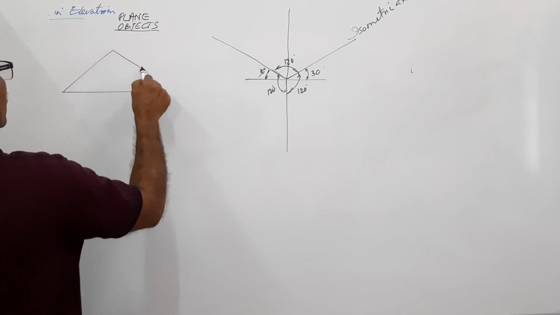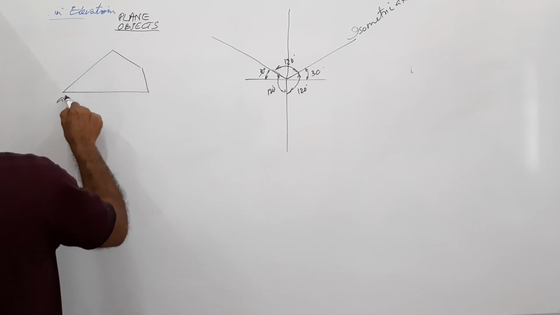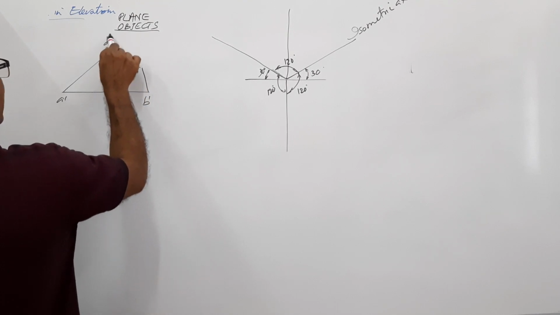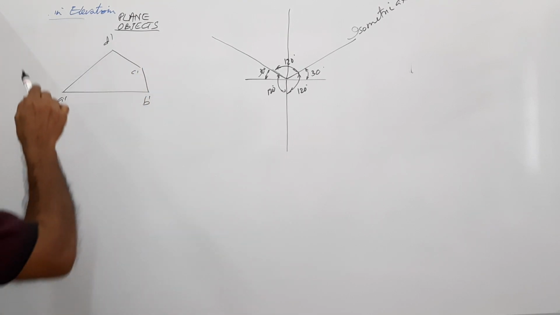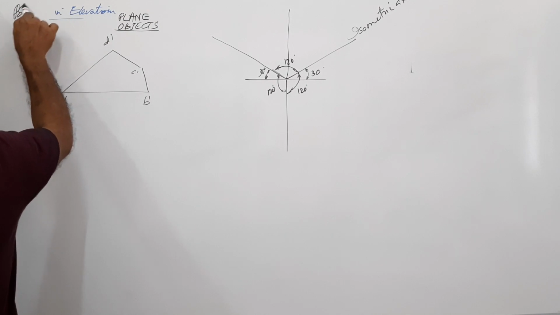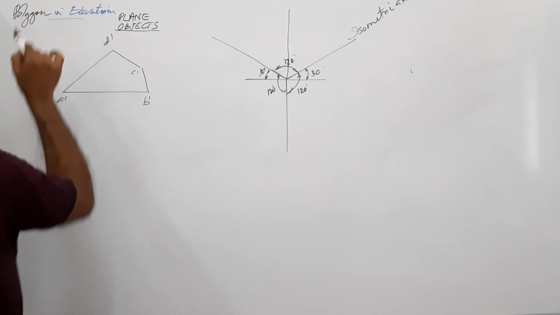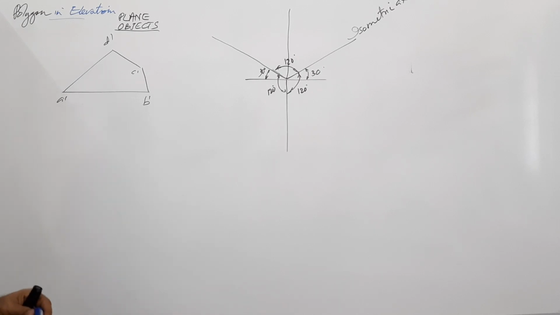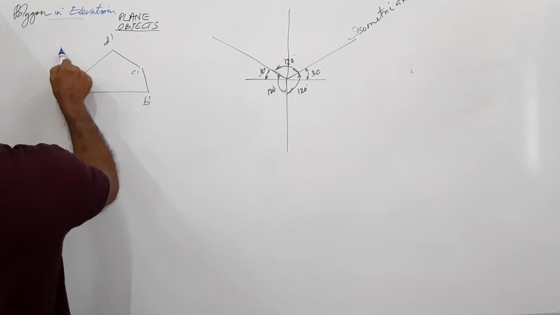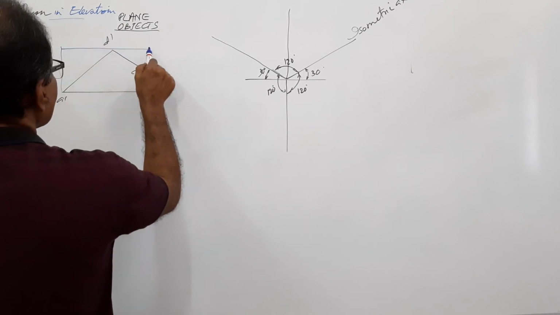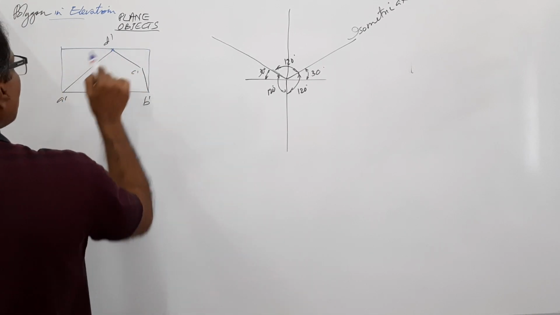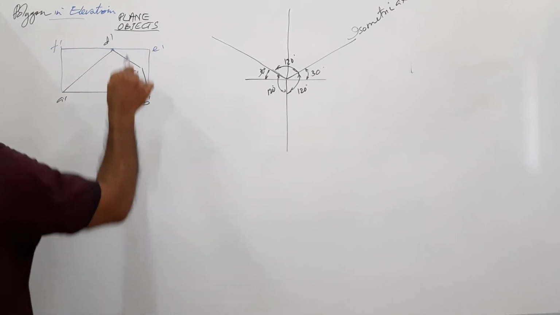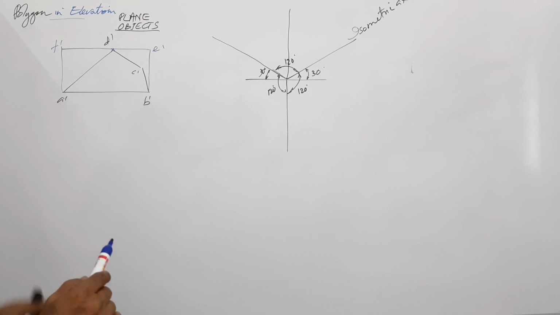This is A dash, B dash, C dash, D dash. This is a polygon. This is a polygon in elevation. A dash, B dash, C dash, D dash is a polygon in elevation. I inscribe it in a rectangle, so that D dash passes through that. A dash, B dash, C dash, D dash, E dash, F dash. A dash, B dash, E dash, F dash is the rectangle which contains the polygon.